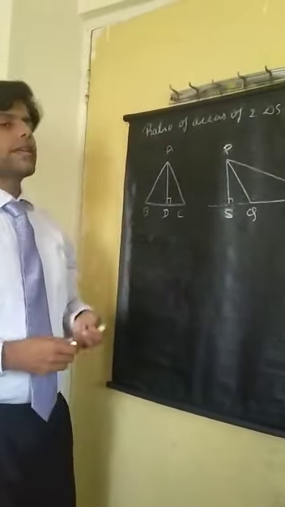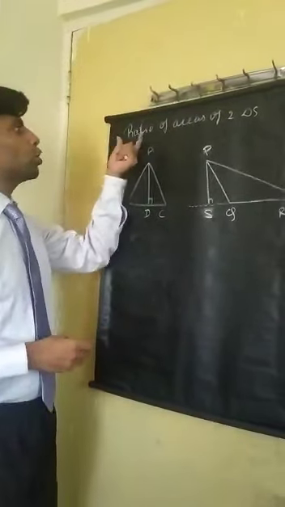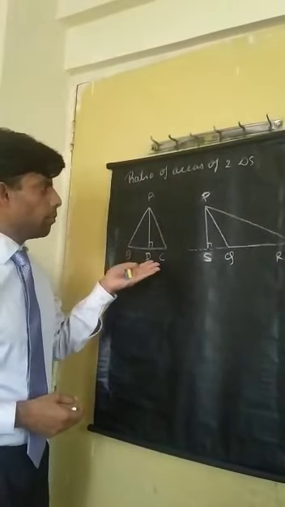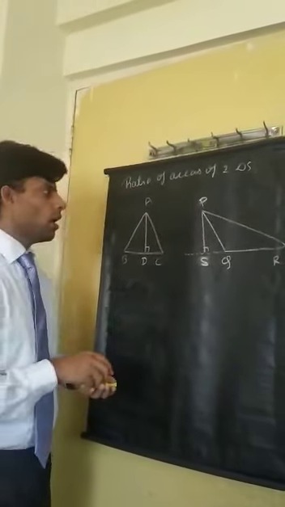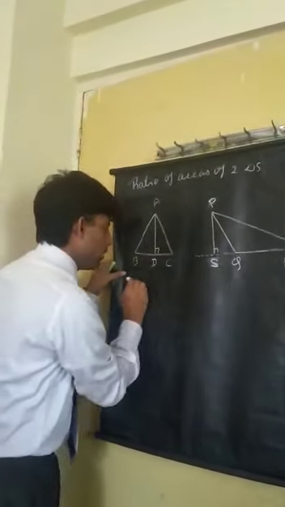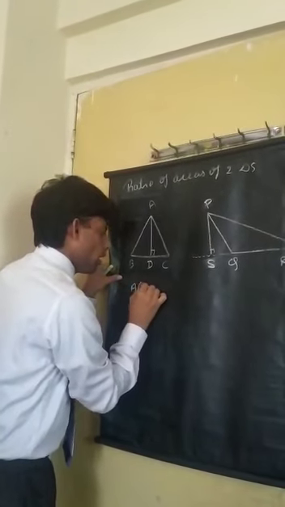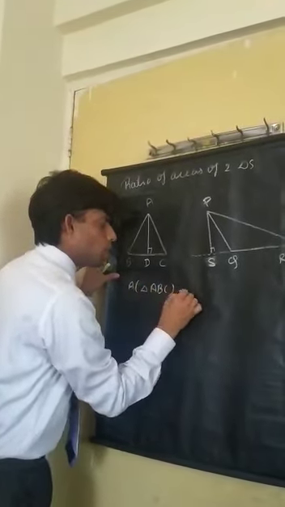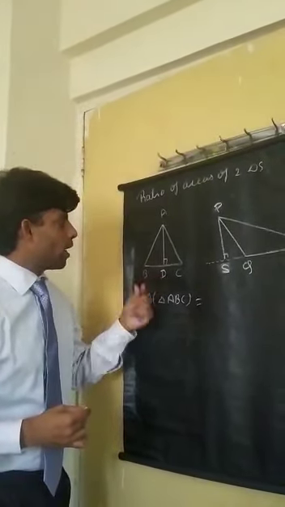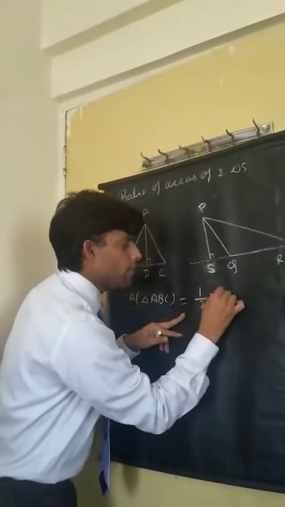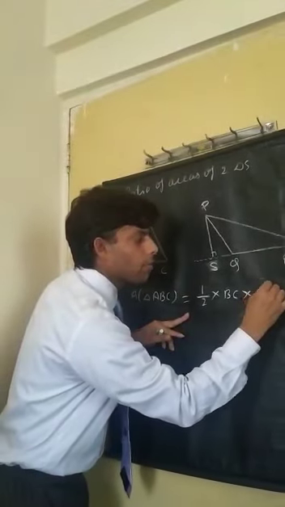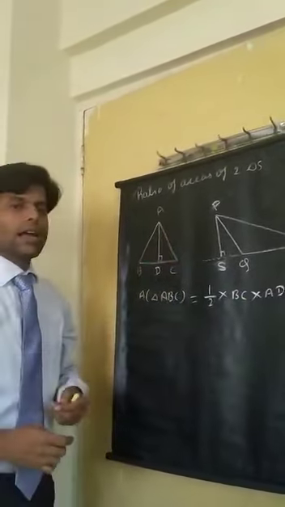Okay students, so the next property we are going to start is the ratio of areas of two triangles. Now here we have two triangles, triangle ABC and PQR, and let's see about their areas. So area of triangle ABC. Now as we know that the formula for area of a triangle is half into base into height, and right now here BC is its base and its corresponding height, students, is AD.